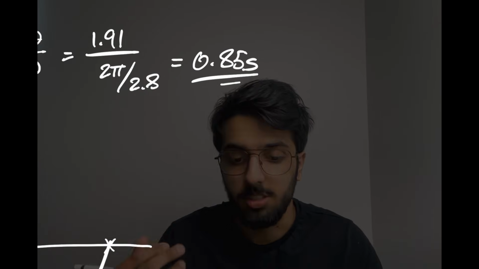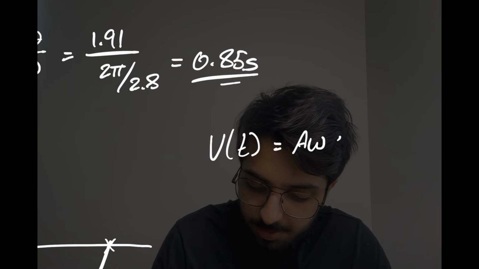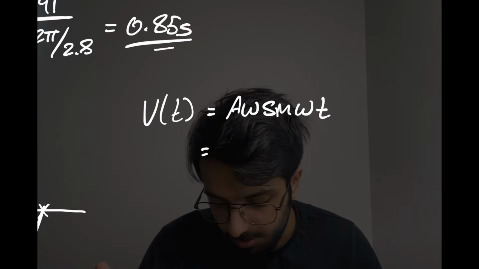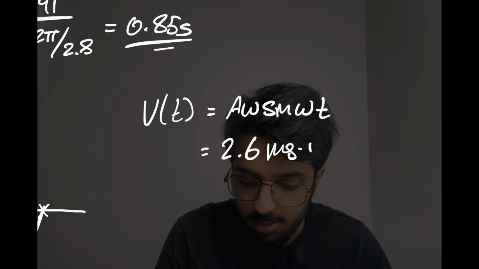So this time when we use the velocity equation, we're using the one with the sine in it. So A omega sine omega t, okay? And so we can sub in our values, and we should get an answer of 2.6 meters per second.